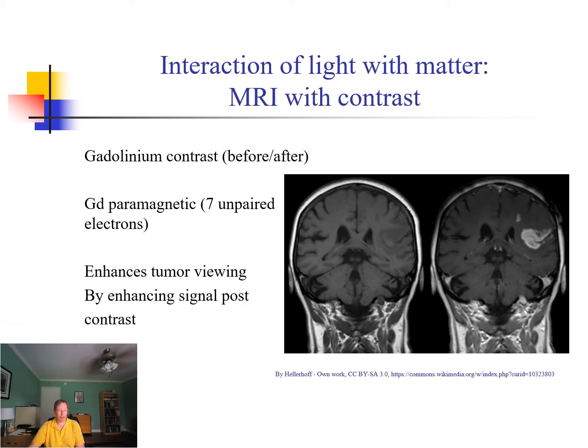I mentioned to you that you can use a gadolinium contrast. Gadolinium is an element that has 7 unpaired electrons, and that allows a different relaxation pathway, so you can actually enhance things. This is pre and then post contrast. This is used especially for various types of brain tumors, and you can see this took up contrast exceptionally well.